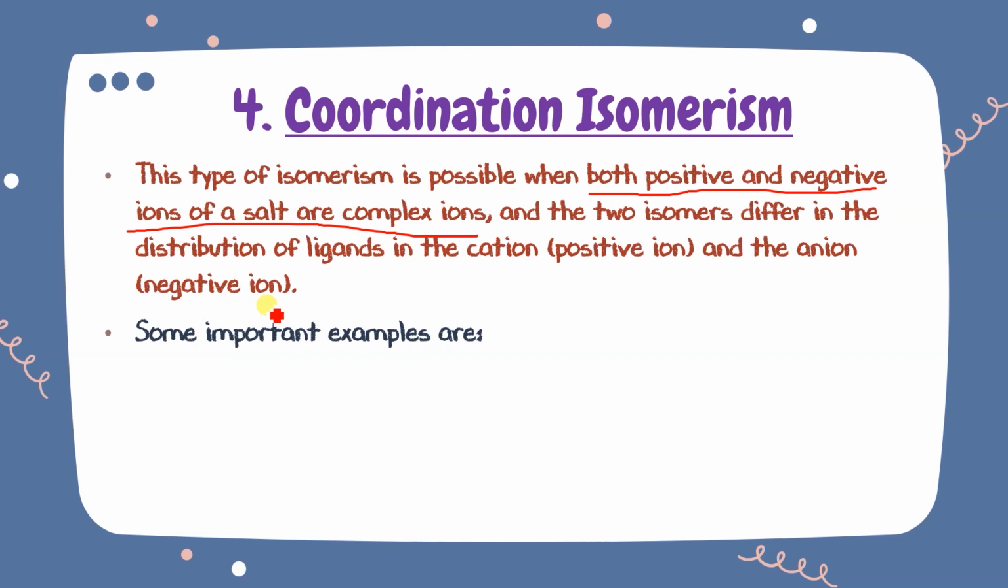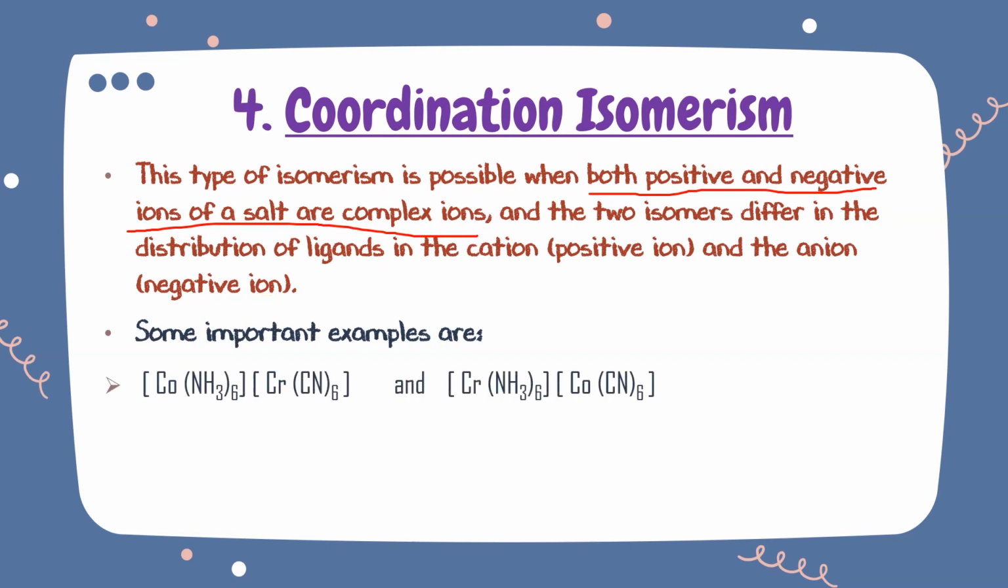Now here let me show you some examples. Like hexaamine cobalt, Co(NH3)6, and hexacyanatochromate. So the isomers will be like this. One thing you have to keep in your mind is that we are not supposed to change the ligands. हम ligands को change नहीं करेंगे. जो पॉजिटिव स्फीयर में लिगेंड है वो पॉजिटिव में ही रहेगा, जो नेगेटिव में है वो नेगेटिव में ही रहेगा. Only the metal will be changed.